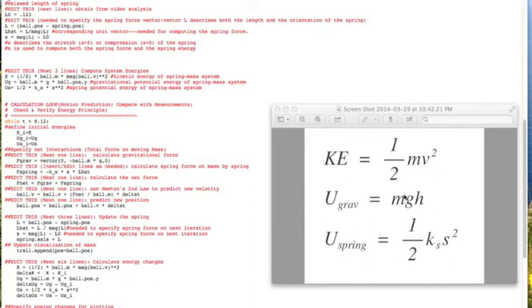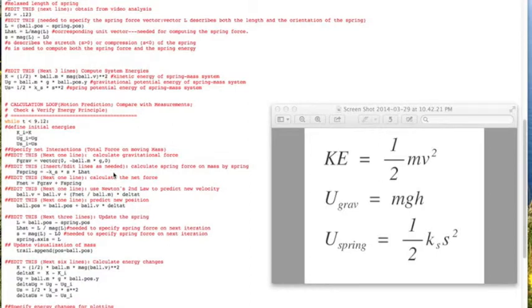These three equations calculate the kinetic, gravitational potential, and spring potential energies, respectively. The kinetic energy formula is 1/2 mass times velocity squared. The gravitational potential energy formula is mass times g, which is 9.8, times the height. And the spring potential is 1/2 times the spring constant, k_s, times the displacement squared. These three formulas translate into my lines of code here.